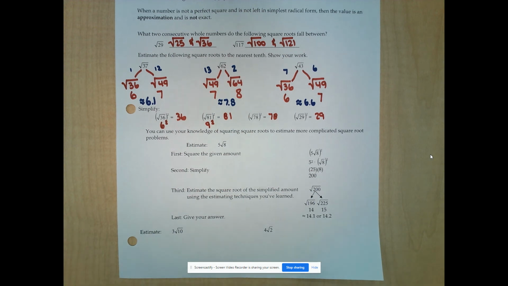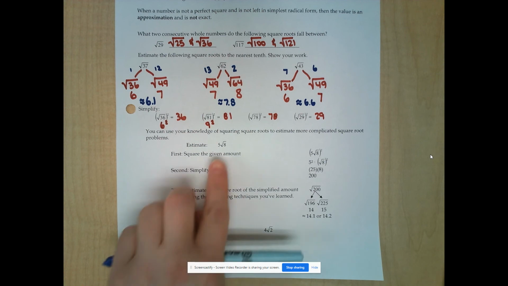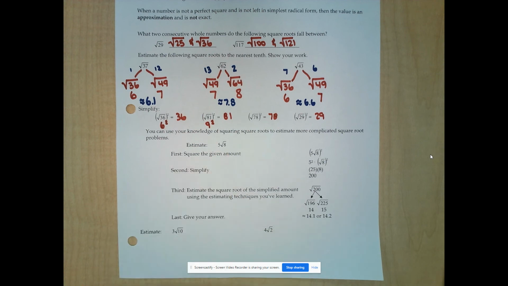You can use your knowledge of squaring square roots to estimate more complicated square root problems. Estimate 5 root 8. So if we want to know what 5 root 8 is worth as a whole number with a decimal attached to it, there is a way to do that. No one's going to walk into Home Depot and ask for 5 root 8 feet of wood, right? They're going to want to know, how much do you need? Give me feet. Give me a decimal. Give me a mixed number. They're not going to want 5 root 8.